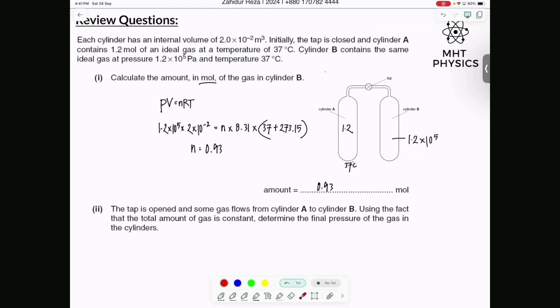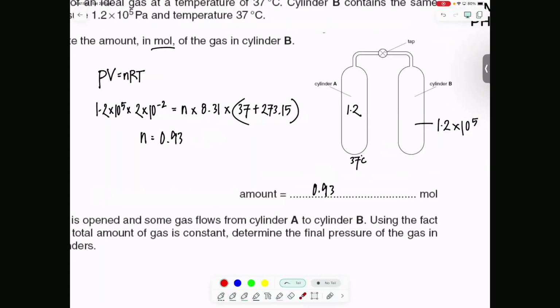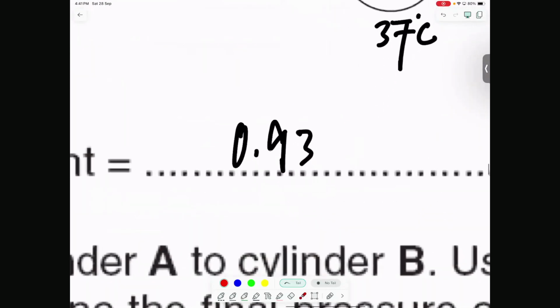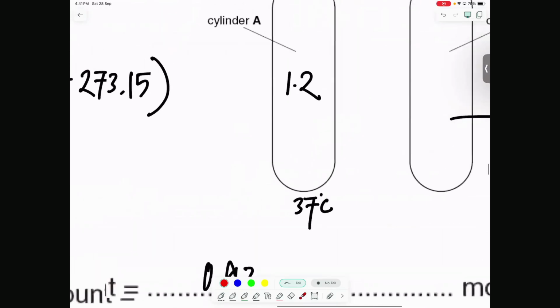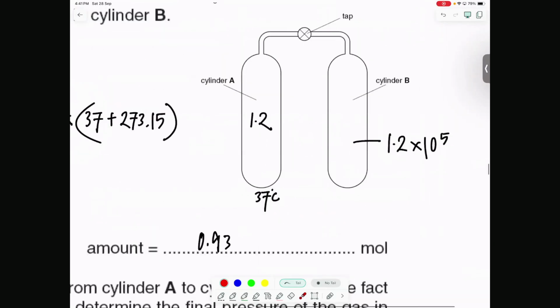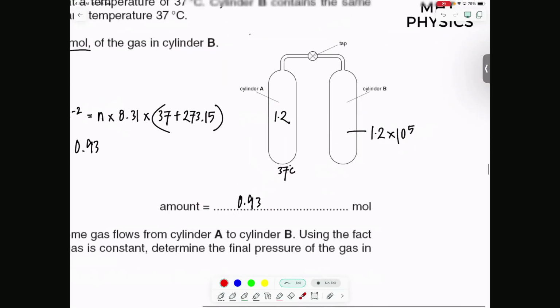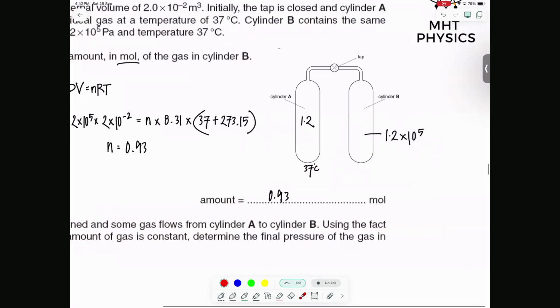Do you guys realize why this is a question? Look at this. What's the amount of moles in cylinder B? 0.93. What's the amount of moles in cylinder A? 1.2. If I mix them, can you tell me what must equalize for them to mix? Pressure, because pressure is what drives the particles around, right? So the common thing is going to be pressure. So you need to do your math and figure out when these particles mix, what pressure do they attain? That's the question.